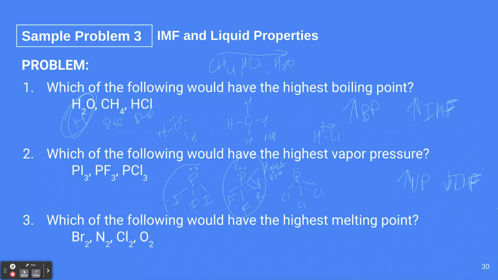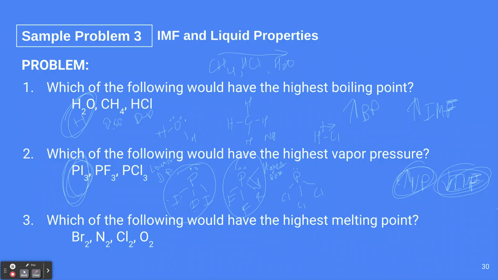Chlorine is in the middle, and then over here on the left, phosphorus with iodine is our lowest dipole. And we want the lowest IMF to give us the highest vapor pressure. So the lowest IMF here would be PI3. So our answer for this one is also the first answer. PI3, phosphorus iodide, has our lowest dipole, which gives us our highest vapor pressure.